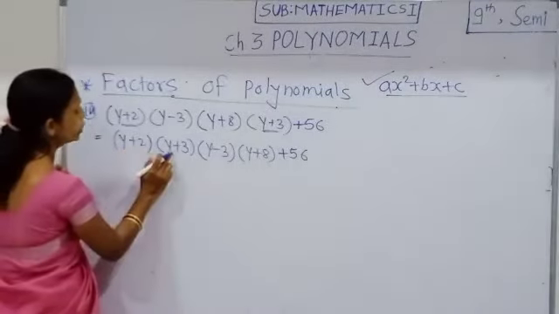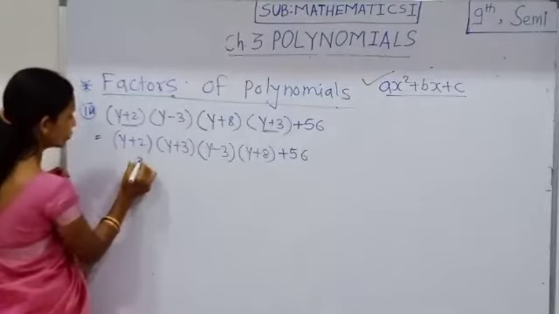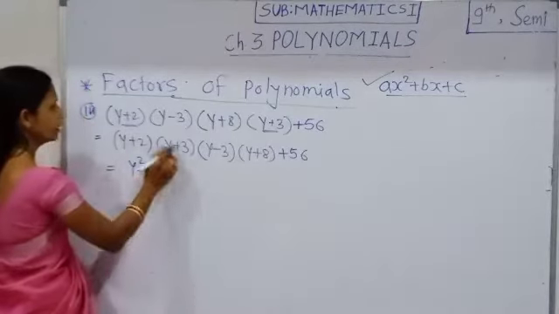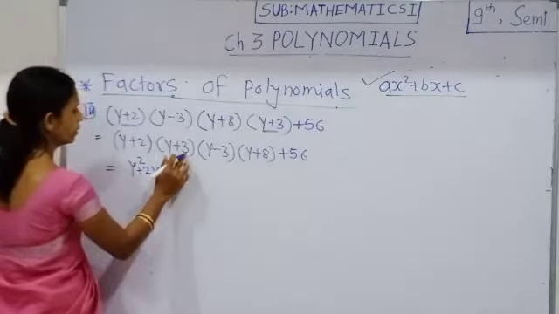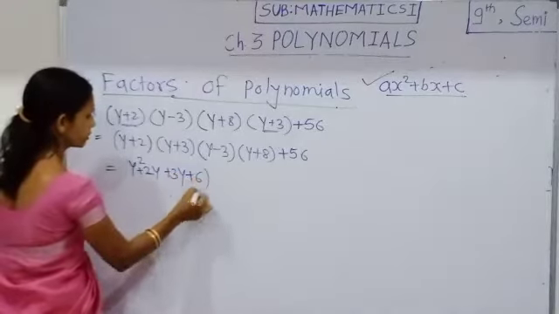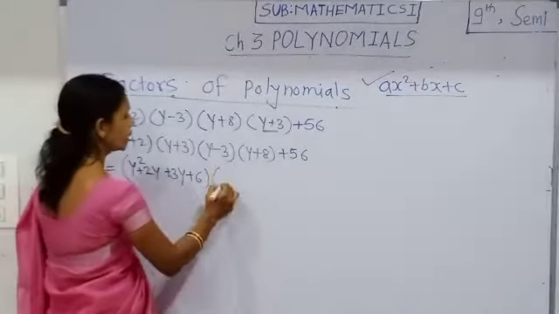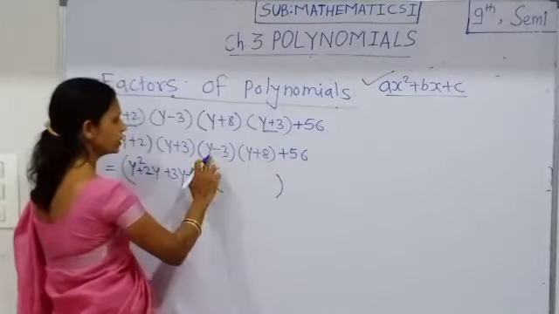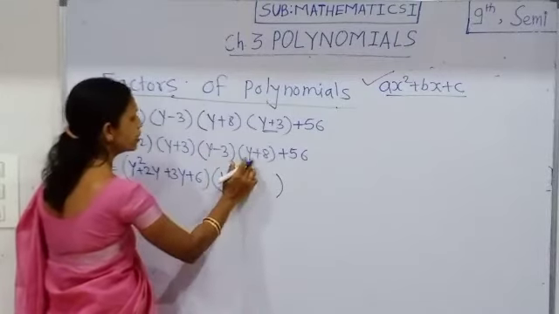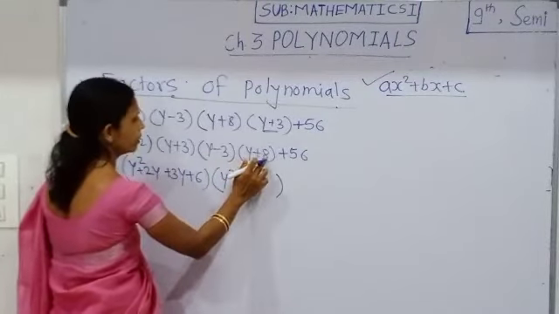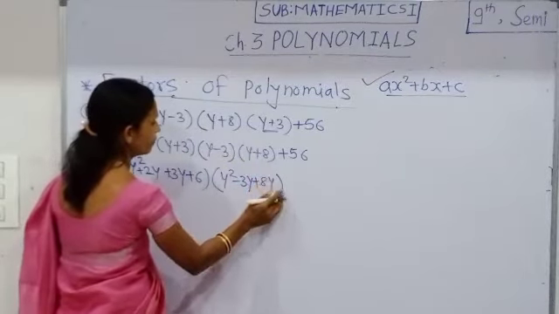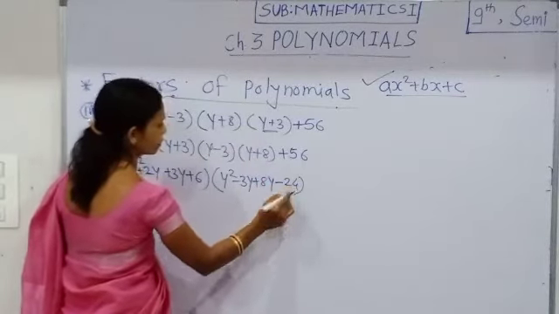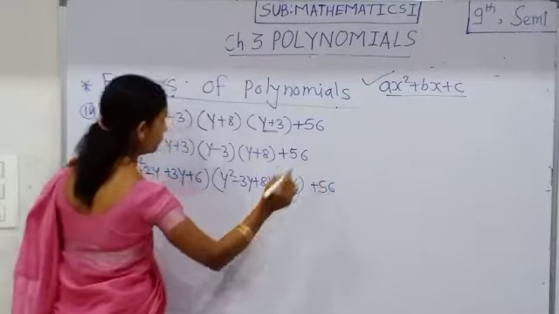Therefore here (y+2)(y+3) gives y square plus 2y plus 3y plus 6. Similarly, we can multiply the other two binomials to get the quadratic polynomial: y into y is y square, minus 3 into y is minus 3y, 8 into y is plus 8y, then minus 3 into 8 is minus 24, plus 56.